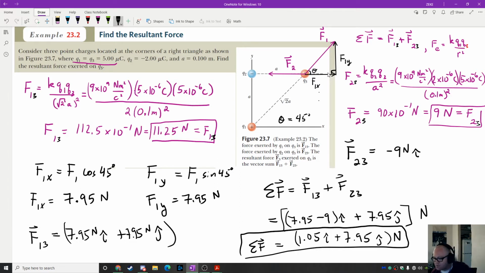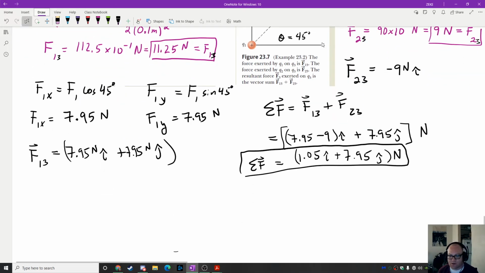Of course, we can write this in polar form by squaring the components, right? Like we can find the magnitude of the force. In case you don't remember, the magnitude of this is given by taking 1.05 squared plus 7.95 squared and square rooting it. And then of course we can put in, oh, this is negative. Thank you for checking. That is negative right there. I'm so sorry about that. That's the negative 1.05. Thank you.